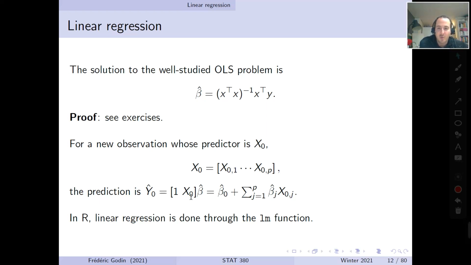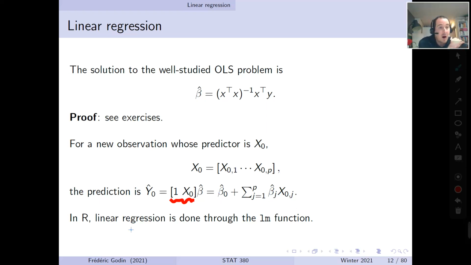So here if you write (1, x0), this is a row vector which concatenates the 1 here and this row vector of all other predictors. So this is a row vector of dimension p plus 1. The p plus 1 stands for the 1, and the other part is p dimensional, times the column vector of estimated parameters. Okay, so this is the short way to represent this summation, which is the linear combination of predictors weighted by the slopes plus the intercept.